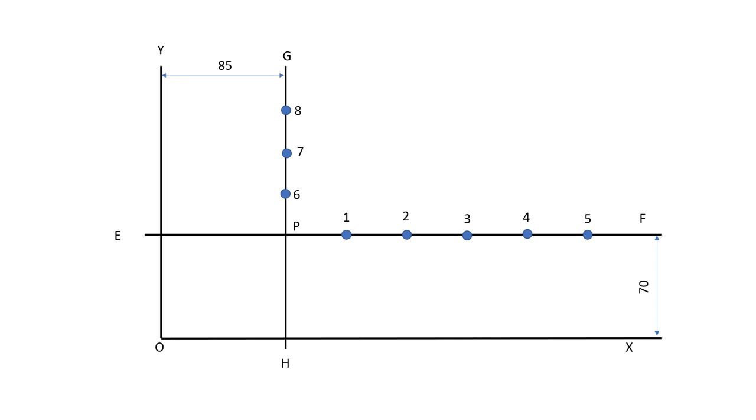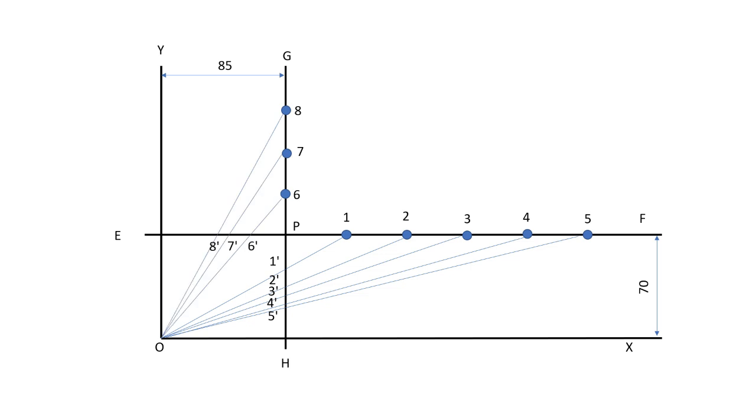Now we have to connect these points to the origin O. So let's connect them with the origin O. Now where these lines intersect the line PH, we'll mark these points as 1 dash, 2 dash, 3 dash, 4 dash and 5 dash. We can repeat the similar procedure for points 6, 7 and 8 and find the points 6 dash, 7 dash and 8 dash on PE.